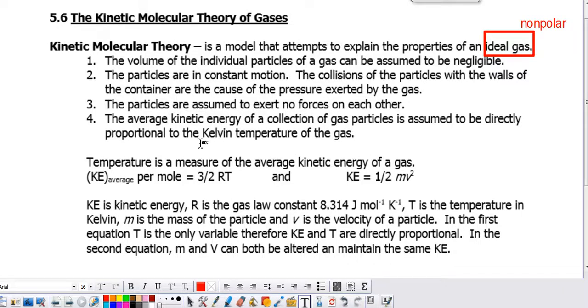And then the average kinetic energy of a collection of gas particles is proportional to its Kelvin temperature. So here are two kinetic energy equations. The average kinetic energy. Kinetic energy average per mole. So if there's a per mole component in there, it's 3/2 RT. So 3/2 times R times T.